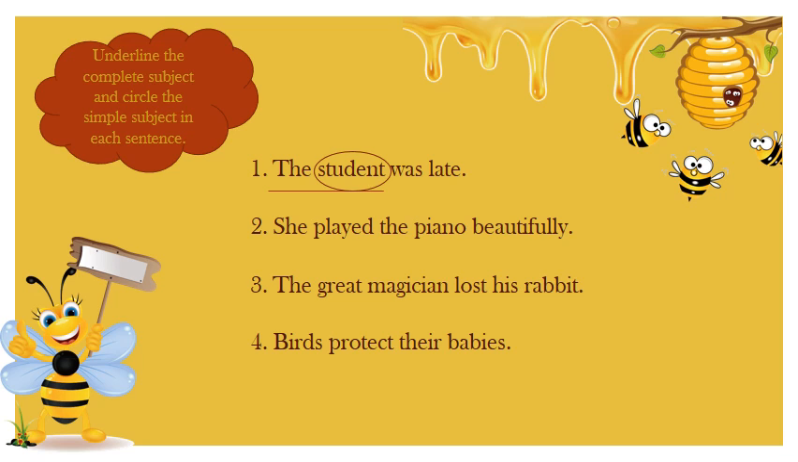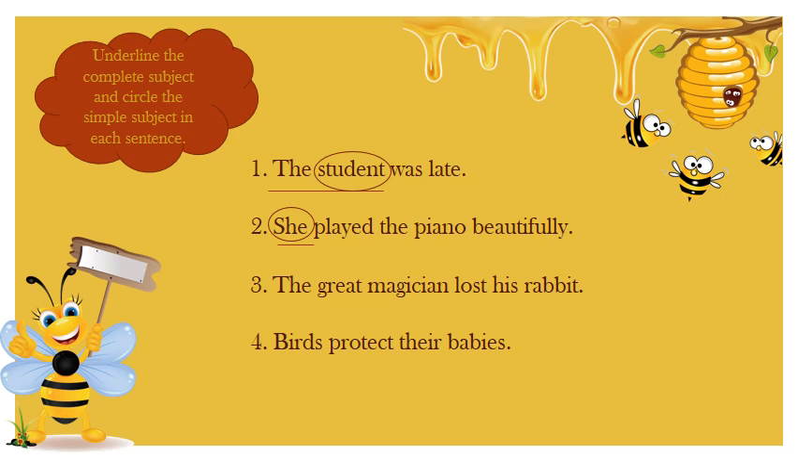Two, she played the piano beautifully. Who? She. Pronoun only. It's the simple subject. That's right. Yes, I can have one word in the complete subject, and at the same time, it's the simple subject. Why? Because it's a pronoun. When I use a pronoun, I don't add more words to it. So the pronoun is considered the complete subject and the simple subject at the same time.